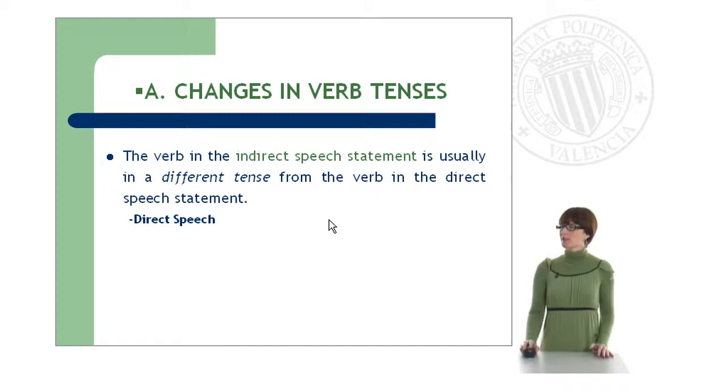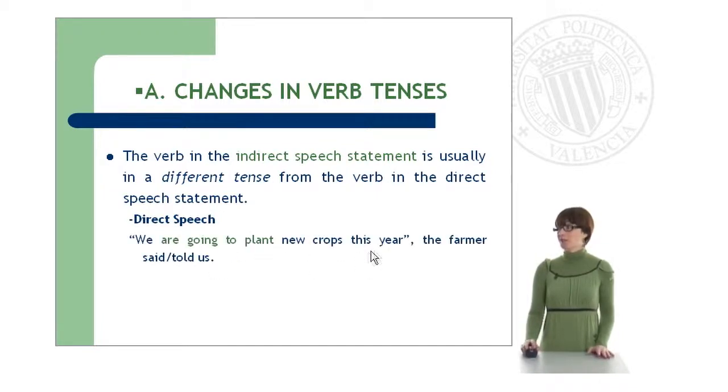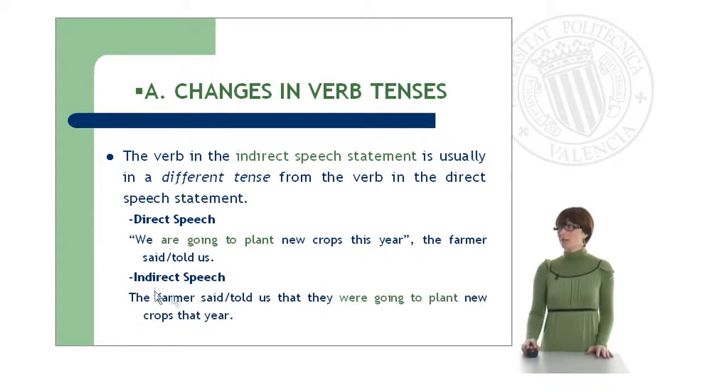So, let's have a look at the example on the screen. "We are going to plant new crops this year," the farmer said or told us. The sentence in indirect speech goes as follows. The farmer said or told us that they were going to plant new crops that year. So as you can see, we have changed the verb form from "are going to plant" to "were going to plant."